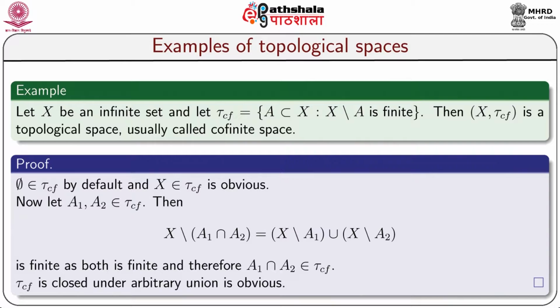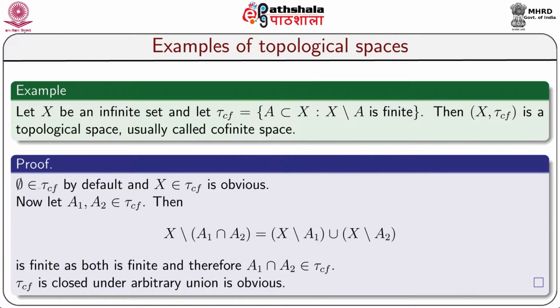Let us consider some more important topological spaces. This is called the cofinite topological space. So, how is this topological space defined? Let us consider an infinite set X, and let tau_cf be the collection of all those subsets of X whose complement is finite. Then we can prove that tau_cf is a topology on X, and X with tau_cf is called the cofinite topological space. The proof is very easy.